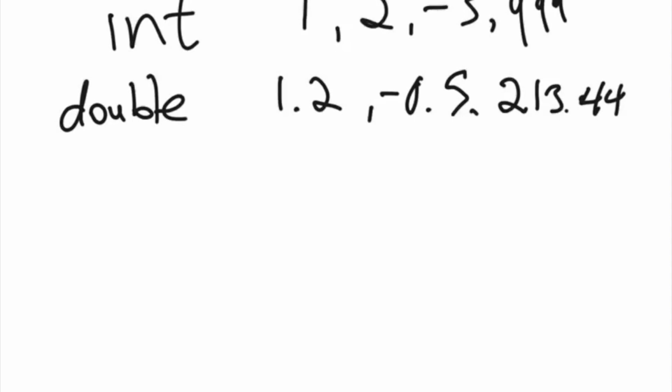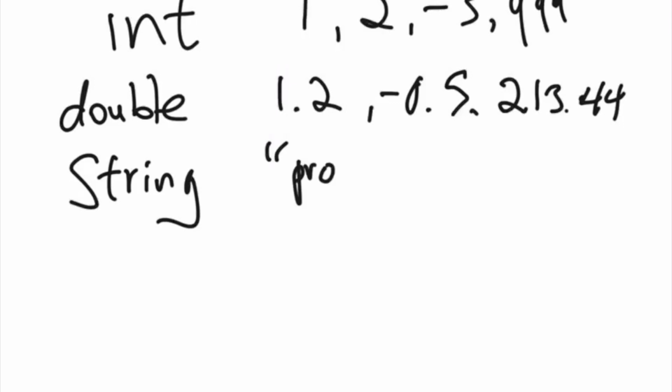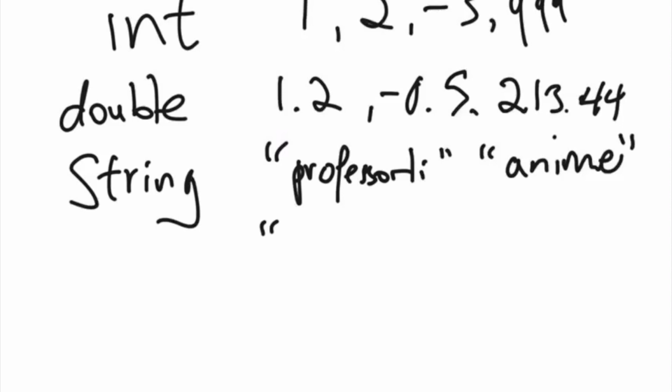213.44, values like that. But as we move on, there's also another kind of variable in coding, and this is also a really common one called string. A string is basically an arrangement of letters, and it stores values like Professor Lee, and you can store words like anime, and even a sentence like coding is cool. Probably not true, but to me it is.